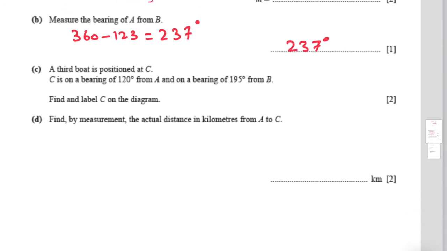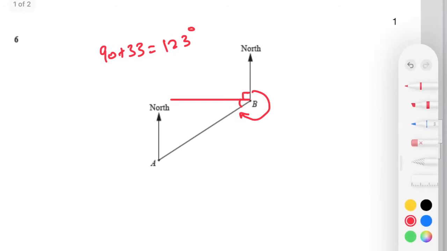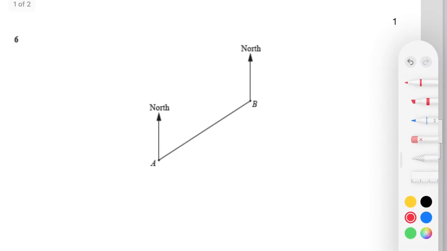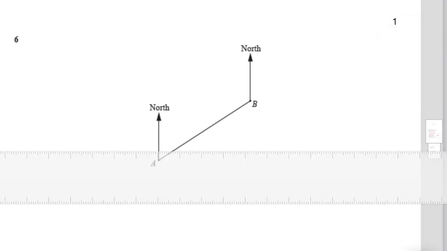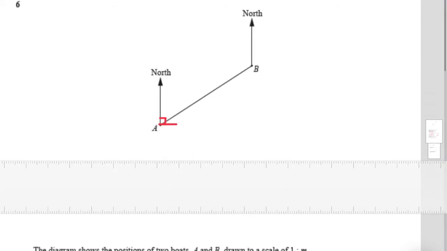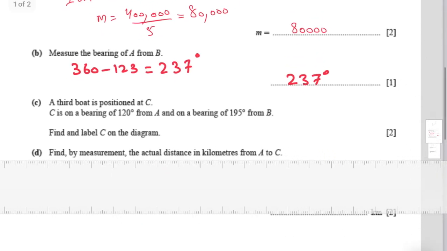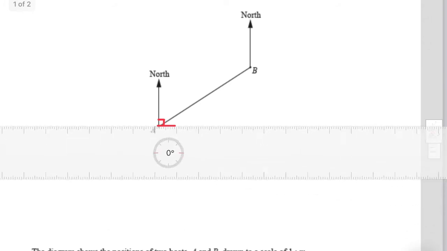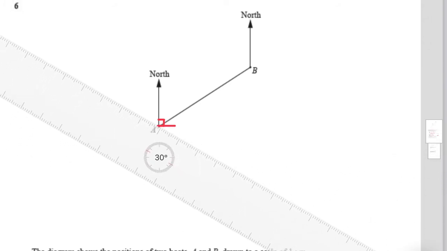A third boat is positioned at C. C is on a bearing of 120 degrees from A and on a bearing of 195 degrees from B. Find and label C on the diagram. So we use the same scale that we used before, but this time we measure bearings in a different way. If this is 90 degrees, we have to measure an angle of 120 degrees from A. So that means you add another 30 degrees on top of this, which should take you to this point.